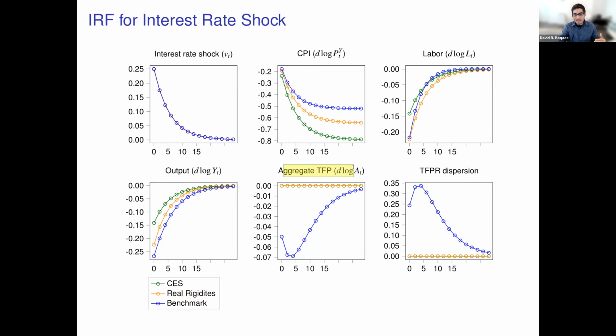And what you can see is the gap in GDP between the orange and the blue line is driven by the movements in aggregate TFP, which is, when you do a contractionary monetary shock, aggregate TFP falls, and then it takes a while to recover. And because it's falling and taking a while to recover, GDP is going to be lower. And on the flip side of this, TFP dispersion is rising.